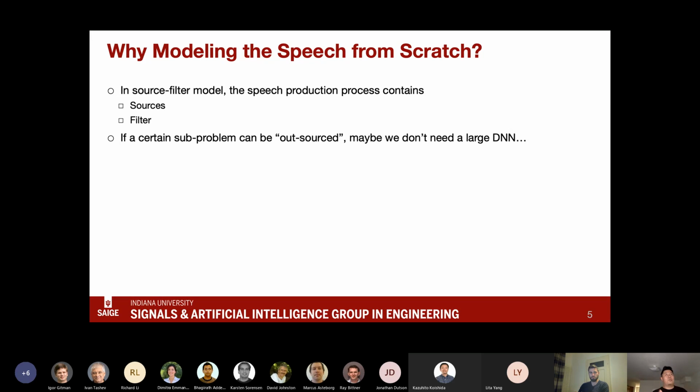If only we could outsource certain subproblems to an efficient conventional algorithm, maybe we don't need a very large neural network to deal with the rest. But how to do so is still an open problem. By the way, I really think end-to-end is a trending term, but it also can be an abuse of DNN because for speech coding, as you will see later, we don't really have to start from scratch.